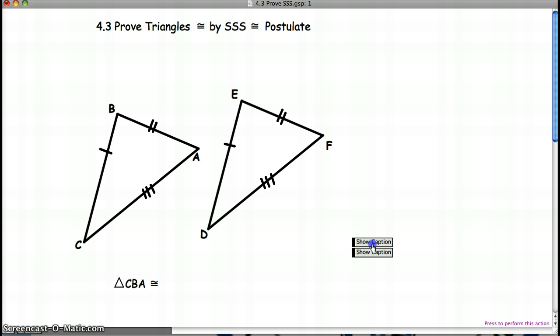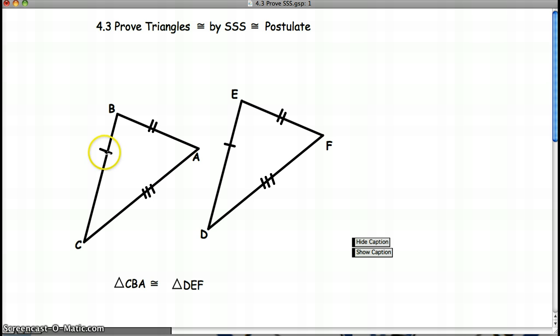Okay, basically what we want to talk about here is we want to prove that triangle CBA is congruent to triangle DEF. And the way we do that is simply by showing this. If CB is congruent to DE, and BA is congruent to EF, and FD is congruent to CA, since all three of those sides are the same, the triangles have to be congruent.